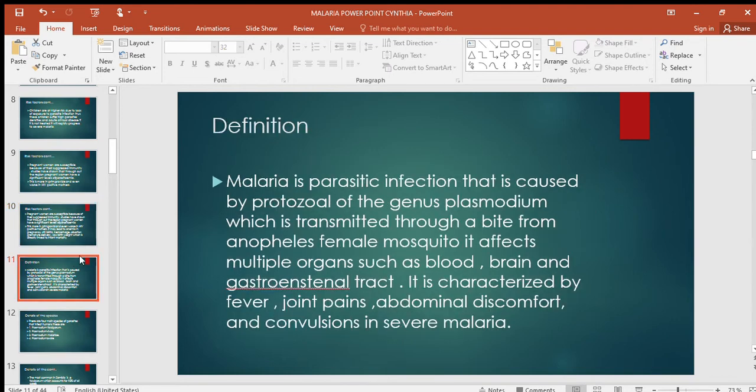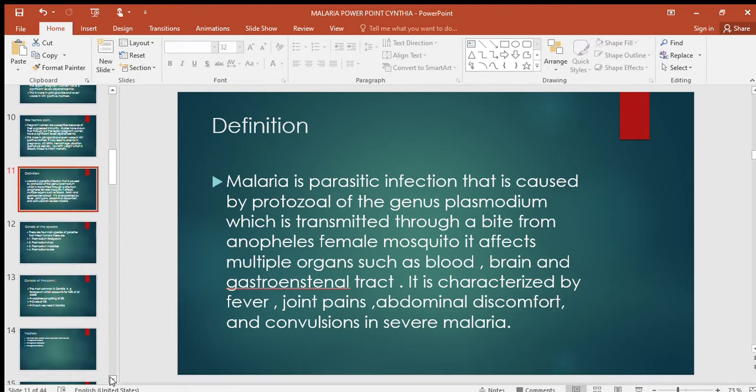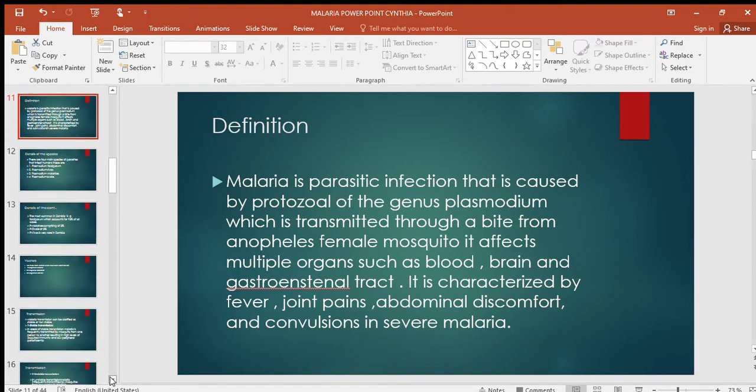So let's move on now. Let's look at the definition of malaria. Remember that we have just talked about the risk factors and we have explained and stated them. So now let's look at the definition of malaria. How can you define malaria in case it comes in the exam? You need to define malaria in a way that lets you get the 5 marks that they require.